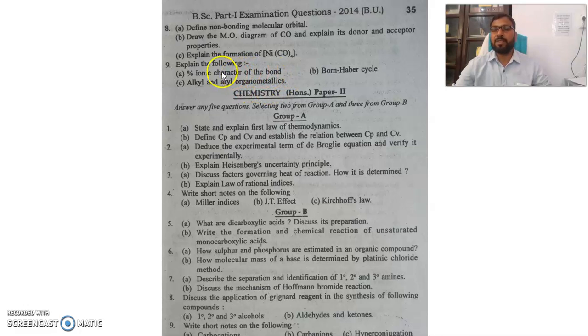Explain it with examples. The example is not written, you have to explain it.